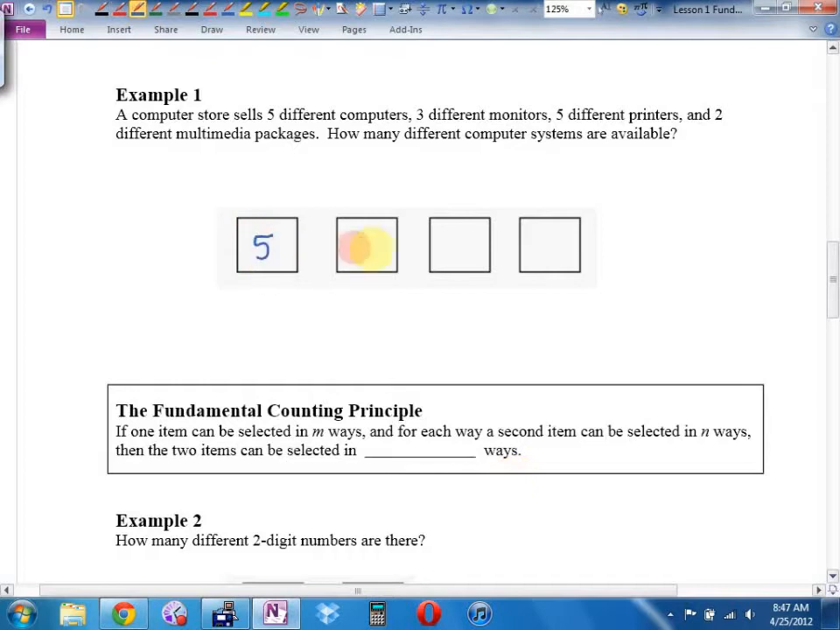5 computers, 3 monitors, 5 printers, 2 multimedia packages. Don't you dare reach for your calculator on this one. I hope you can see that it's 10 times 15. How much? 150.